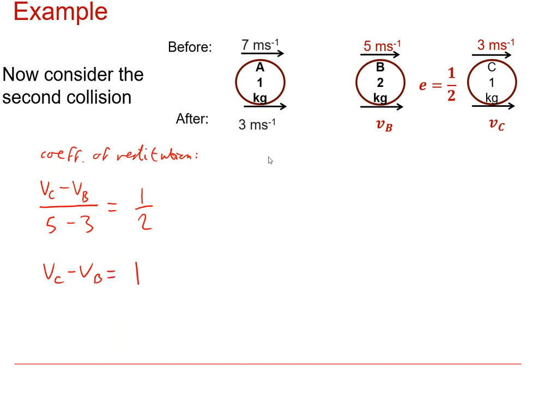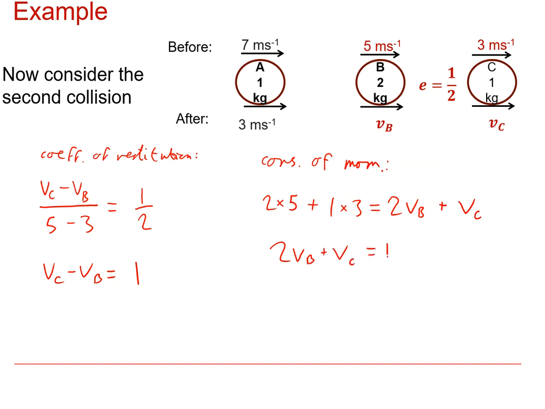And if we also consider conservation of momentum, that tells us that 2 times 5, which is the momentum of object B initially, plus 1 times 3, which is the momentum of object C, will be the same after that collision, where it's 2 Vb plus 1 lot of Vc. So that tells us that 2 Vb plus Vc is equal to 13.